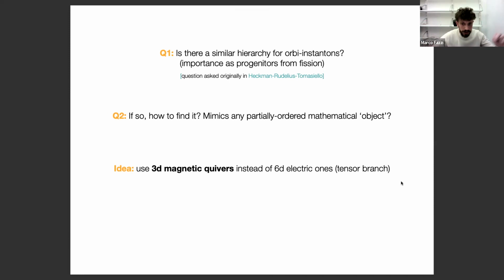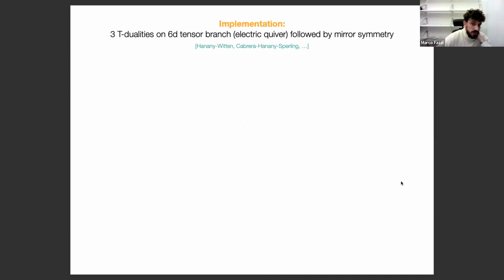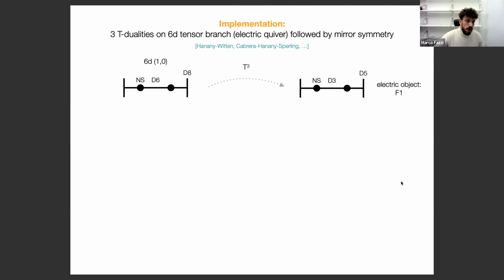Okay, so the implementation is very simple. You take the 6D tensor branch, the electric quiver that describes the low energy dynamics of the CFT on the tensor branch. You do 3D dualities along directions which are spanned by all branes, and then you apply mirror symmetry. Here on the left, I'm drawing the typical setup with the 6 NS5s and the 8 branes that would engineer some very simple 6D 1,0 theory. You do 3D dualities and you end up with a simple Hanany-Witten setup where the electric object, so the light, massless BPS degrees of freedom, can be read off by stretching F1 strings between these branes.